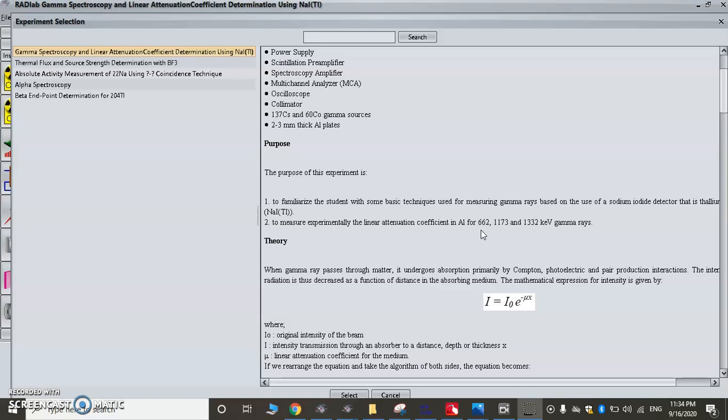As we know from the theory, when gamma rays are passing through any material, the intensity of the gamma ray will decrease. Here I0 is the initial intensity and I is the intensity after passing through that material. Here mu is the linear attenuation coefficient for that material and x is the thickness of the material. Here we have the aluminum sheet, so we will find the attenuation coefficient for aluminum.